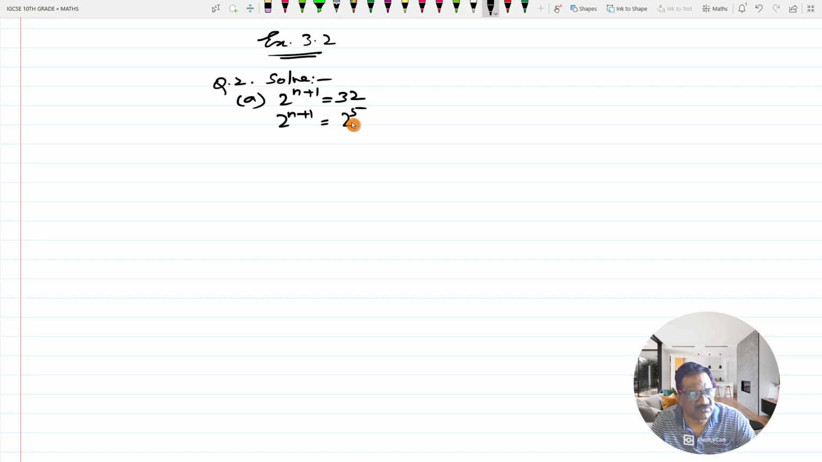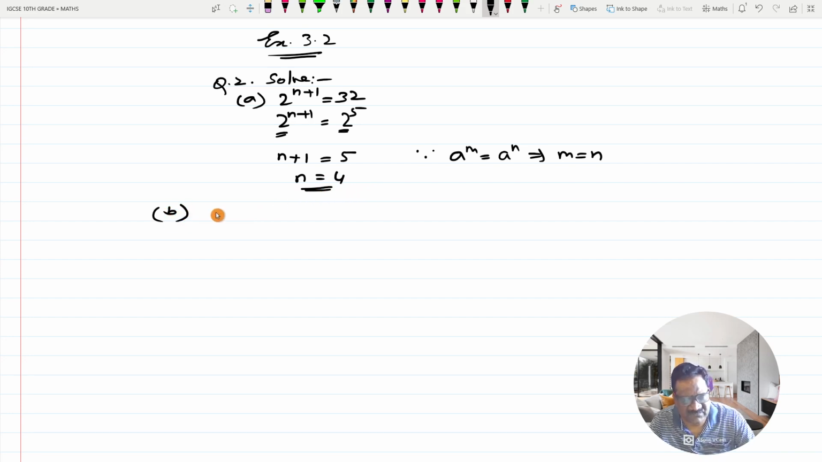Now, why did I do so? Because I wanted to make the bases on both the left hand side and the right hand side the same. Can you see the bases on both sides are the same? And when the bases are the same, I can equate the indices or the powers. So I can now write n plus 1 is equal to 5. The reason is that when a raised to m is equal to a raised to n, it implies m is equal to n. Now from here I get n equal to 4. So I've solved the equation, and the answer is n equal to 4, right?